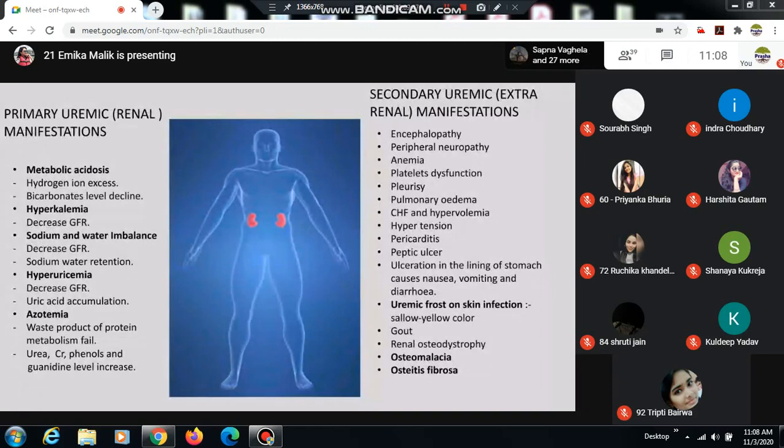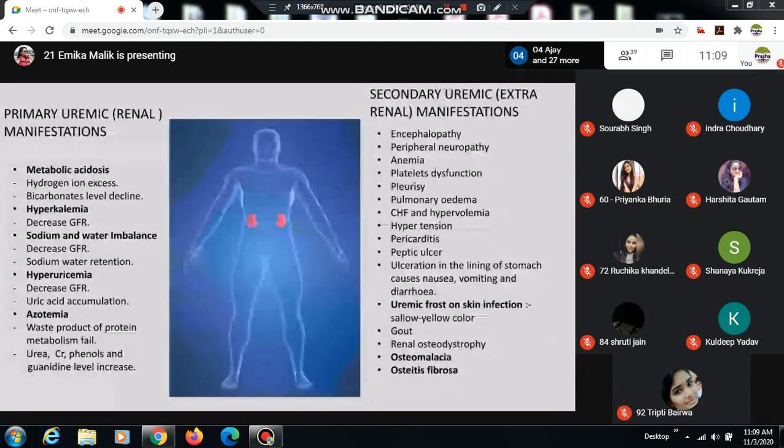Secondary uremic manifestation is encephalopathy, altered brain function, peripheral neuropathy, weakness, numbness, and pain from neural damage and dysfunction, congestive heart failure, and hypervolemia. Hypertension can be seen, pericarditis, swelling in the pericardium, and peptic ulcer, peptic ulceration in the lining of the stomach causing nausea, vomiting, and diarrhea.